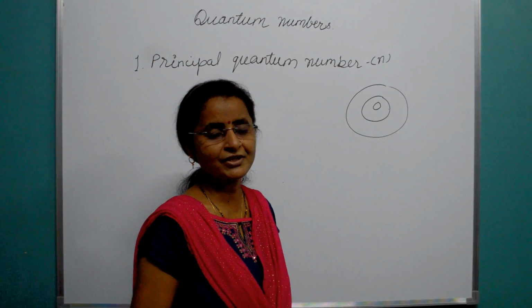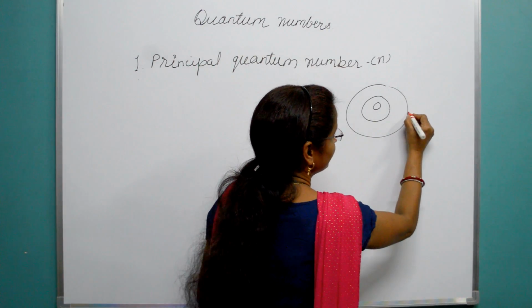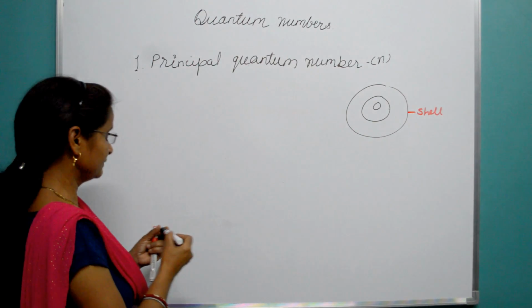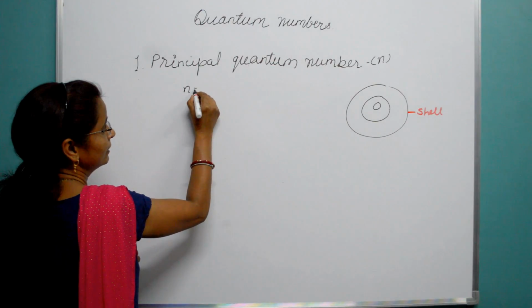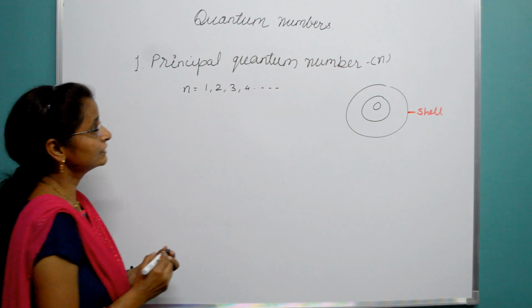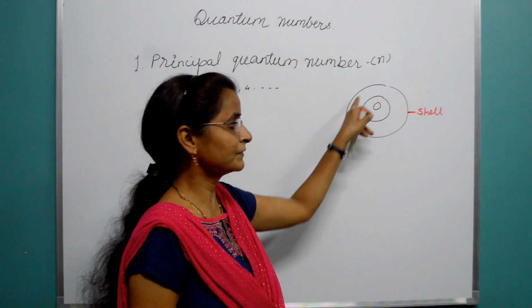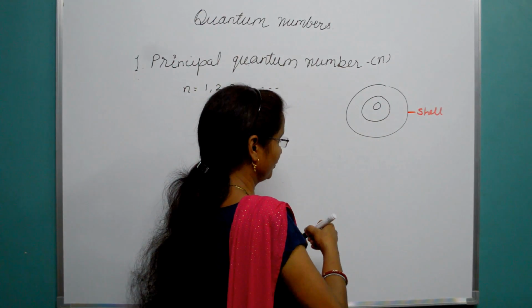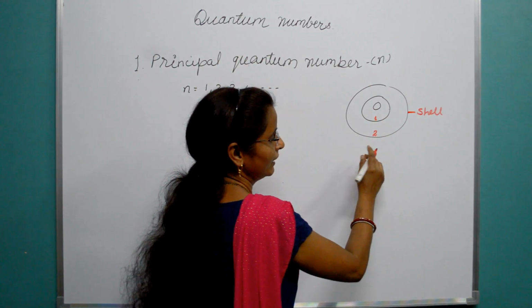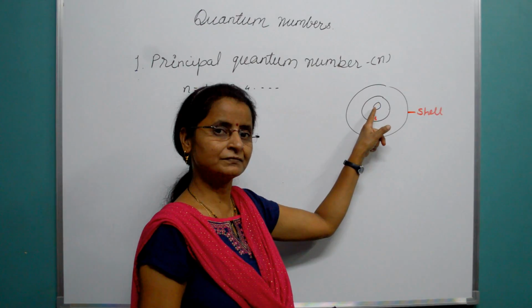So the principal quantum number describes what? Energy level, which is also called shell. It is denoted by the number n equal to 1, 2, 3, 4 like that. If n is equal to 1, which energy level is it? The first energy level, which is very close to the nucleus. Then second, and so on.